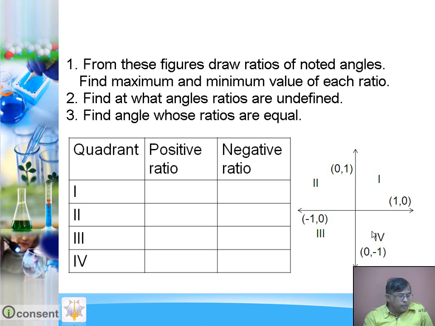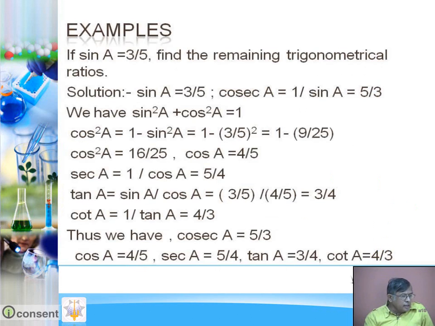Now consider examples on all these. Sin A equal to 3 upon 5. Find the remaining trigonometrical ratios. Now see the solution. We got sin A is equal to 3 upon 5. So cosec is a reciprocal of sin. So 1 upon sin A is 5 upon 3.